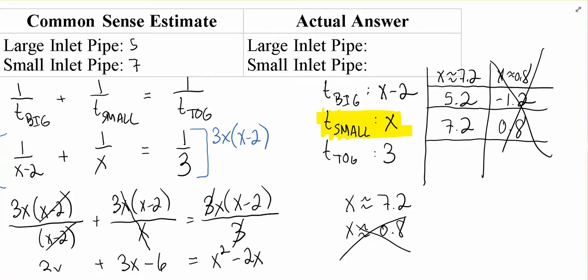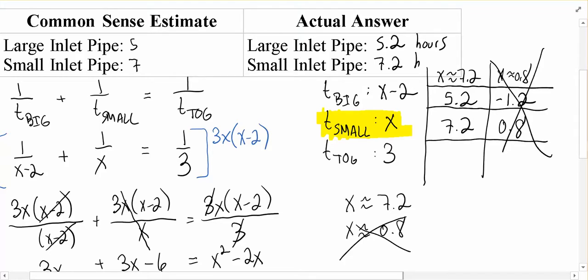And so my large inlet pipe, or my big one, could fill this in 5.2 hours alone, and the small one could do it in 7.2 hours alone, which fits into my common sense estimate really nicely. My guess of 5 and 7 was pretty close to being dead on.